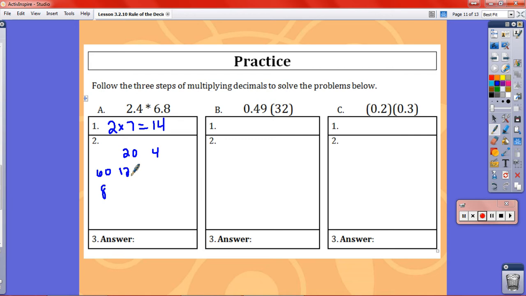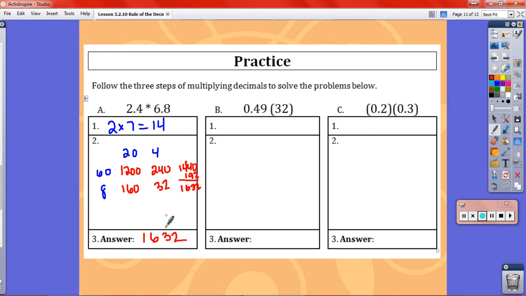And I get 1200. And let me do these in a different color so that we can see the difference between the two. 1200, 240, 160, and 32. So this is 1440. And that is 192. And that gives me 1632. So the digits are 1632.